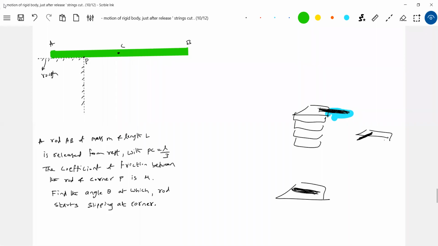Now, why will it swing? Talk about point P. The weight of the rod will act through point C, no? So mg into the distance PC. So a clockwise torque is acting. So it will swing here. So first, what will happen? Will it slip and then swing, or will it swing and then slip?